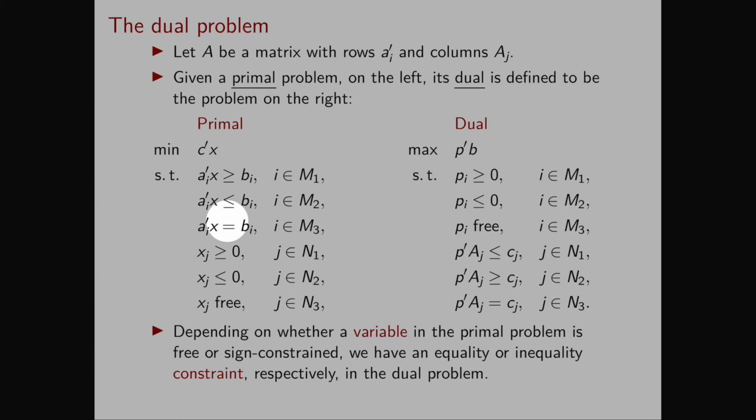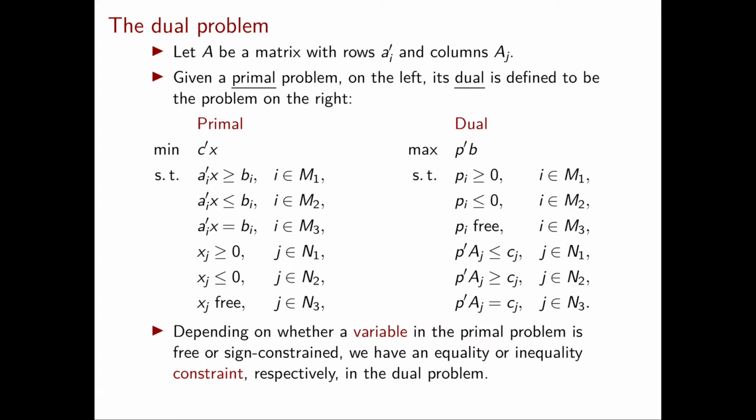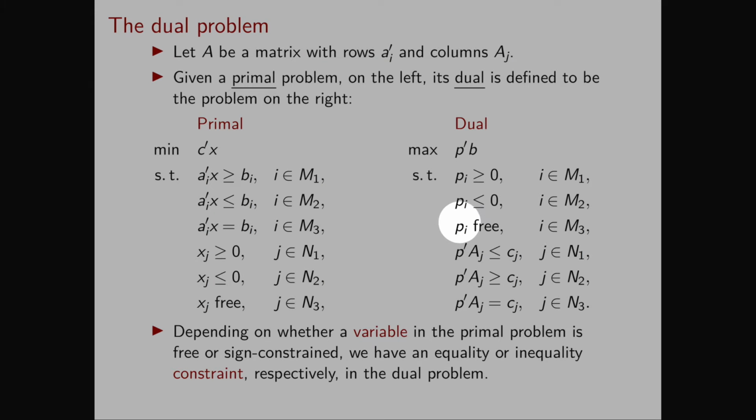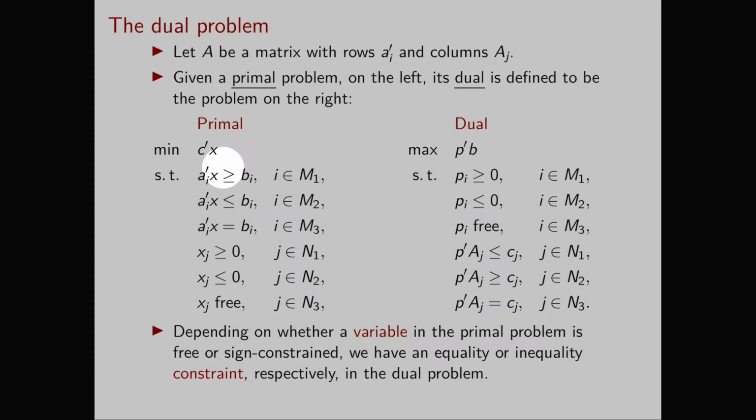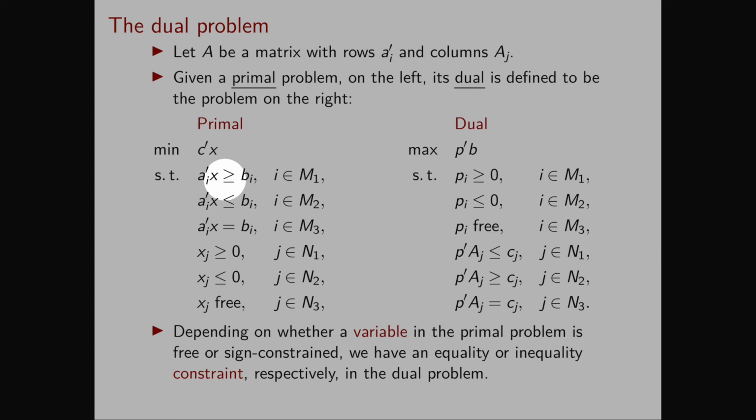In particular, for every constraint of the primal problem that is not a sign constraint on a variable, in the dual we introduce a corresponding variable. The sign constraint on this dual variable is determined by the type of original constraint that we had in the primal. If the inequality constraint was of the form greater than or equal to, then in the dual we have a non-negative variable. If the constraint is of the form less than or equal to, then in the dual we have a non-positive variable, and if the primal constraint was an equality constraint, then the dual variable is free.